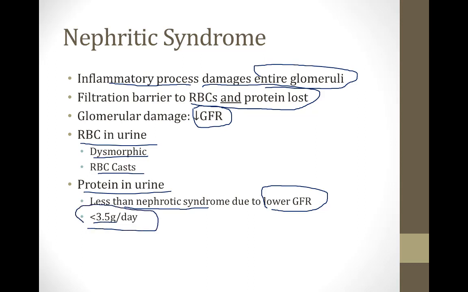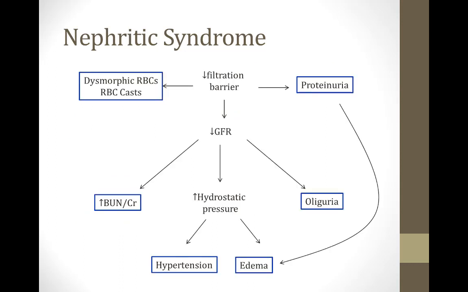That number 3.5 is a key number. Nephritic syndrome usually has less than 3.5, and nephrotic usually has more than 3.5. So here's our map of the sequence of events in nephritic syndrome, and let's go through it in detail just like we did for nephrotic syndrome.